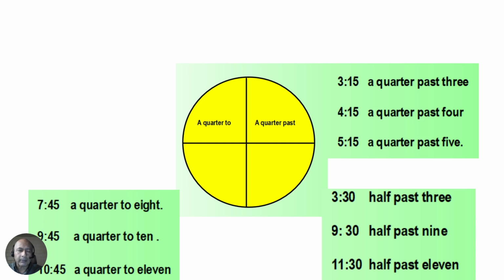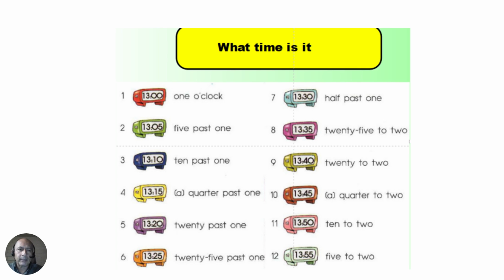Let's see some examples now. What time is it? In clock number 1, we have 1 o'clock. It's when we have 0 minutes, yes? In clock number 2, we have 5 past 1. In clock number 3, we have 10 past 1. Okay, I'll let you practice with 4, 5, and 6.